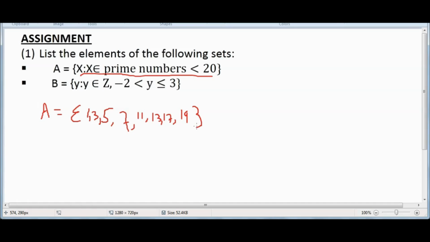Well, the second part of the equation says Y belongs to Z, or Y is a set of integers. Y is a set of integers Z, and these integers are greater than -2 but less than or equal to 3. That means Y is greater than -2. This sign means Y is greater than -2.